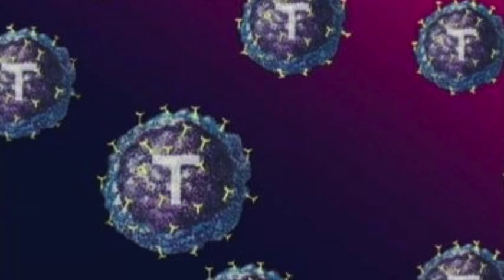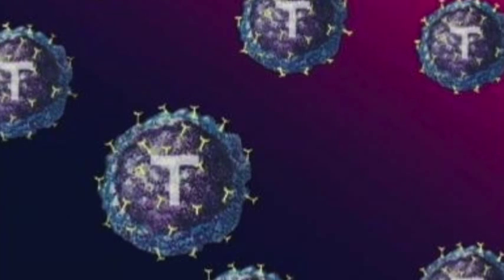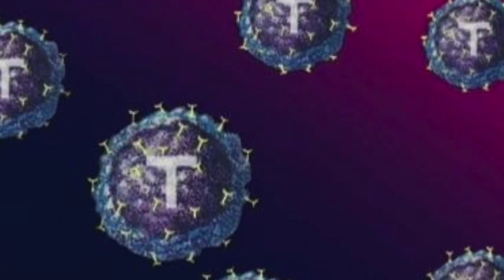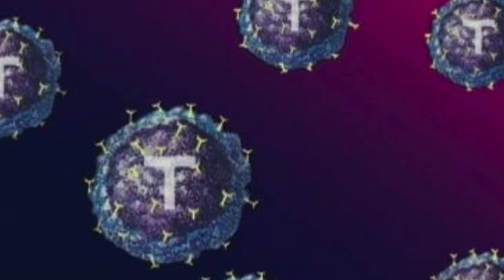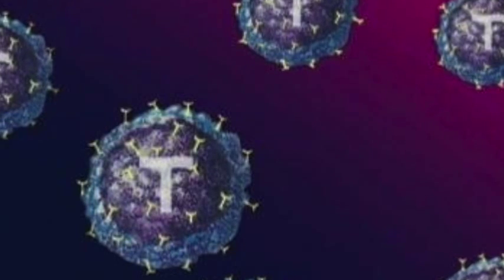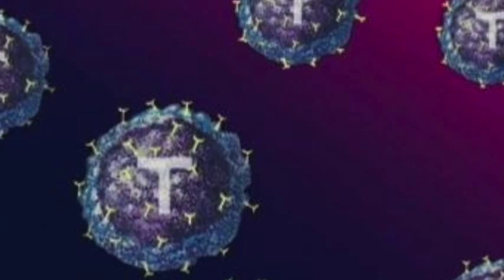T helper cells serve an important function within the immune system because they are responsible for identifying a variety of foreign antigens and prompting the appropriate immune system response. The other cells also serve vital roles within the immune system.